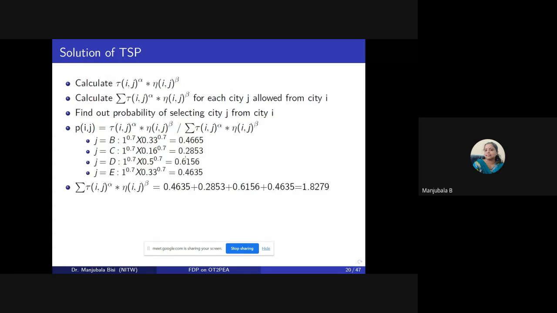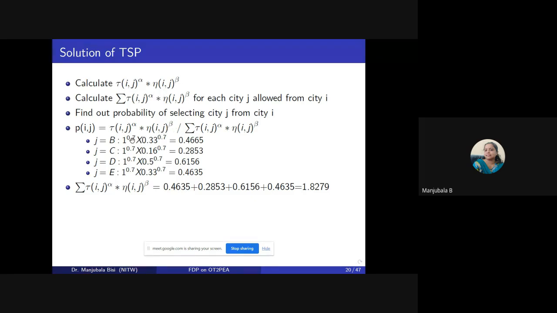Now how to find out? Alpha and beta, I told you, are the control parameters for pheromone strength and the visibility factor, right? So you calculate tau ij to the power alpha into eta ij to the power beta for each individual city. If you see, ant 1 is at the city A. There are 4 cities that can be allowed after city A, that is B, C, D, E. So for the city B, you calculate tau ij to the power alpha into eta ij to the power beta.